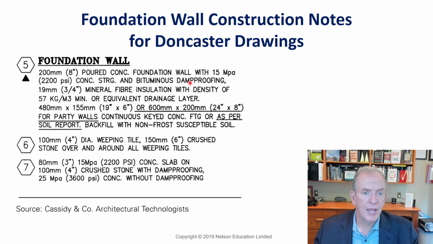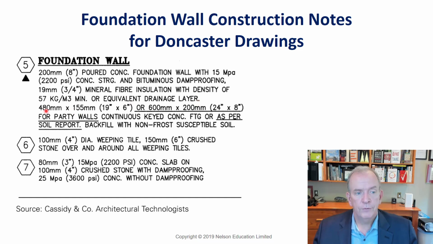Concrete strength, bituminous damp proofing, that's that tar coating that we were talking about. And then it says mineral fiber insulation, nobody does that. Or equivalent drainage layer, everybody does this. That plastic beadboard that you saw going around the outside, that's what that's referring to. Nobody in at least our geographical area really uses this that I've seen, but this is what's popular. It's pretty easy to put on.